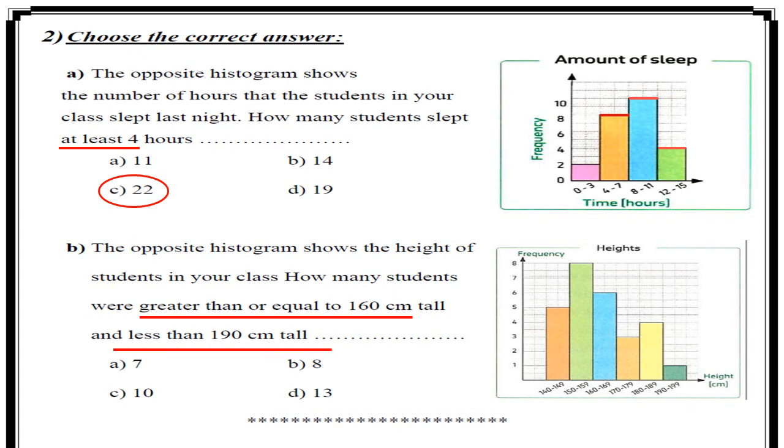Here in the histogram, I have from 160 to 169, I have 6 students, and from 170 to 179, I have 3 students, and from 180 to 189, I have 4 students. So the total number of students is 6 plus 3 plus 4, which is 13.